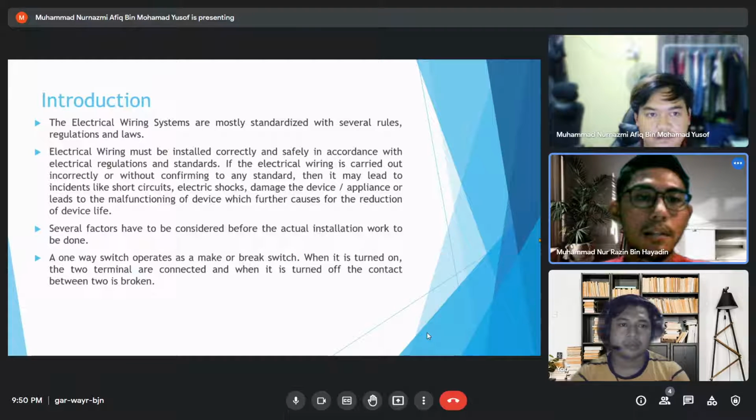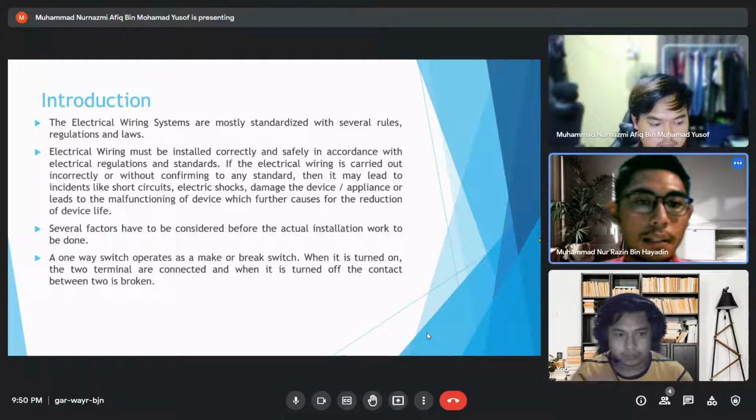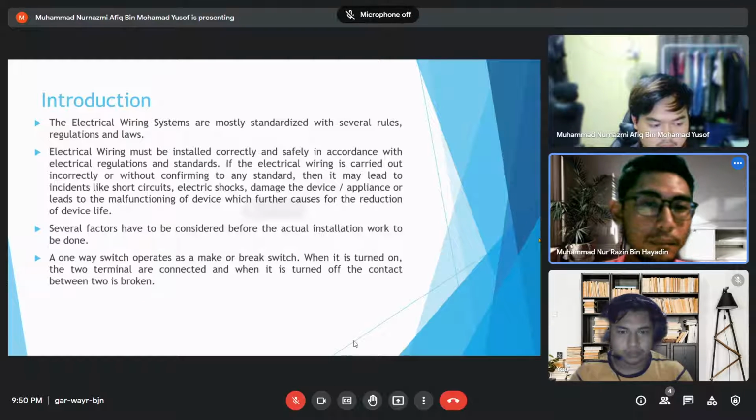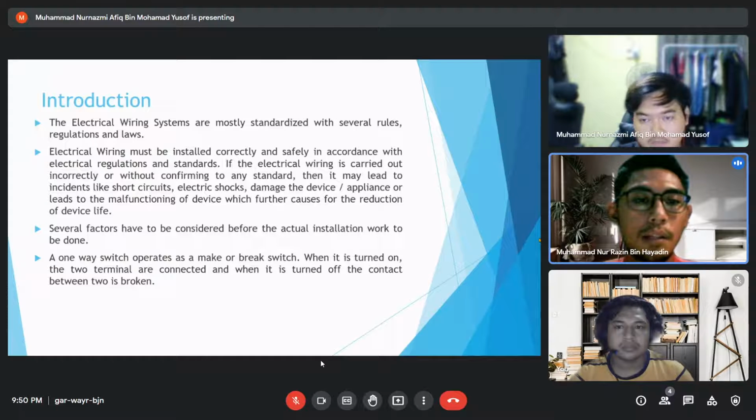The electrical wiring systems are mostly standardized with several rules, regulations, and laws. Electrical wiring must be installed correctly and safely in accordance with electrical regulation and standard. If the electrical wiring is carried out incorrectly or without conforming to any standard, then it may lead to incidents like short circuit, electric shock, damage to the device, or malfunctioning of the device, which further causes a reduction of device life. Next, several factors have to be considered before the actual installation work is done.